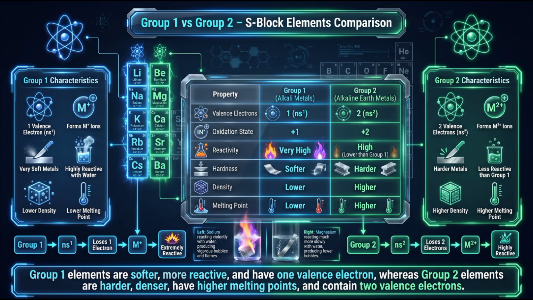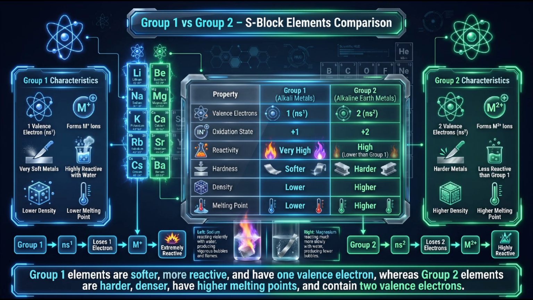Group 1 metals are very soft because they possess weak metallic bonding. Each atom contributes only one valence electron to the metallic bond, resulting in weaker attraction between the positively charged metal ions and the sea of delocalized electrons. As a result, alkali metals are soft enough to be cut easily with an ordinary knife. Sodium and potassium are classic examples of this softness.